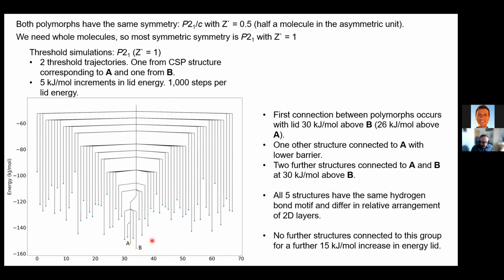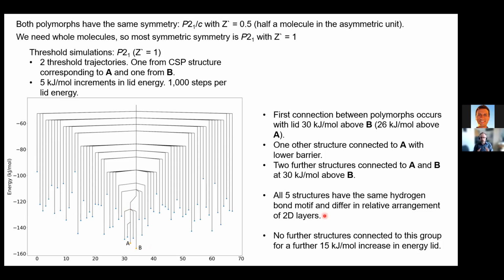There is one other structure that gets connected to A at a smaller barrier, and two other structures here and here, which get connected to A and B at that same lid energy that A and B meet. Okay, so you have sort of a super basin on your energy landscape, which contains 5 crystal structures, which are connected at energies below 30 kilojoules per mole in terms of the barriers between them.